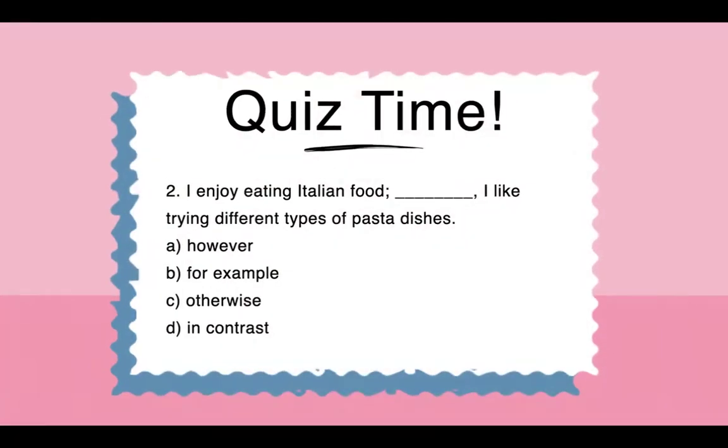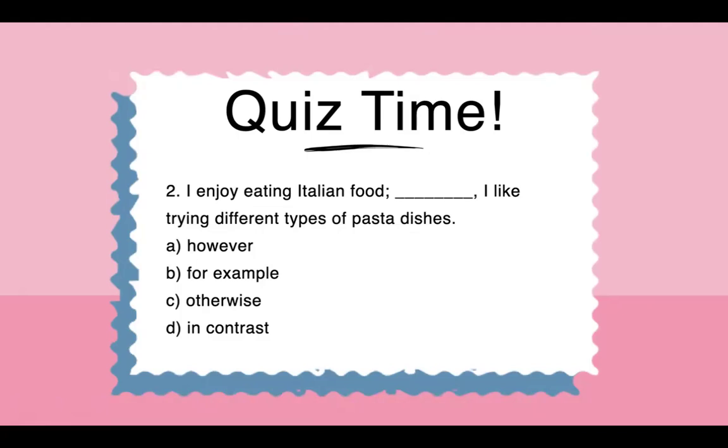This is the second question. It says, I enjoy Italian food. I enjoy eating Italian food. Blank. I like trying different types of pasta dishes. Options are, however, for example, otherwise, in contrast. You can take your time.